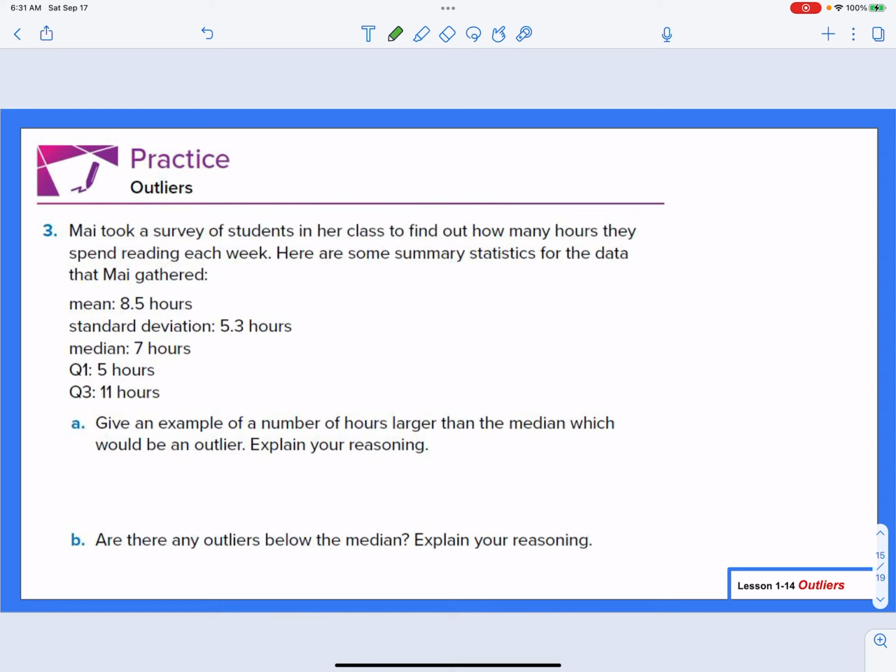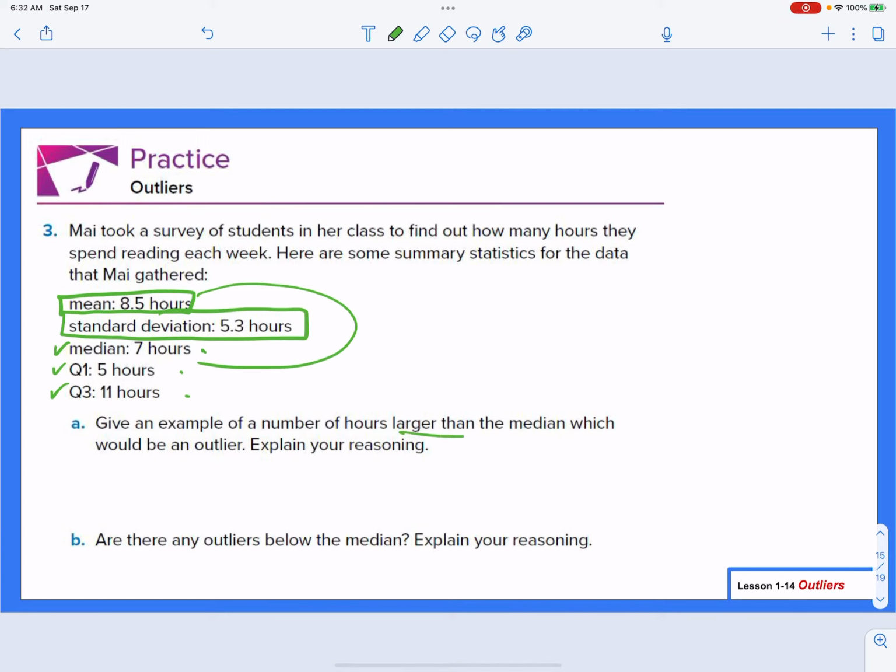May took a survey of students in her class to find out how many hours they spend reading each week. Here are some summary statistics. We have our mean at 8.5, standard deviation at 5.3, and here we have the information about median, Q1, and Q3. A couple things we see here: our median is definitely in a different spot than our mean, a little less there.